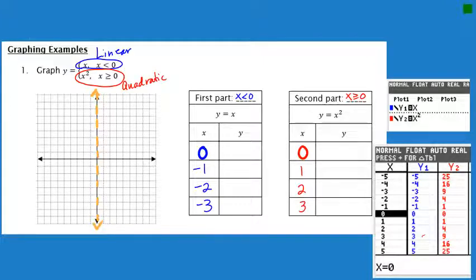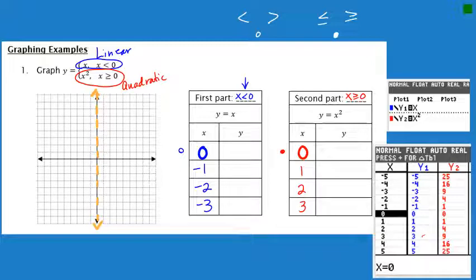Now, the last thing we need to talk about before we look at these tables more closely is the open and closed circle business. Remember that if you have less than or greater than, you're going to use an open circle. And if you have less than or equal to, or greater than or equal to, that's when you use a closed circle. For the first part, if you look at the inequality right here, it does not have the bar underneath, so this is going to be an open circle. And the second part is where we'll have our closed circle.